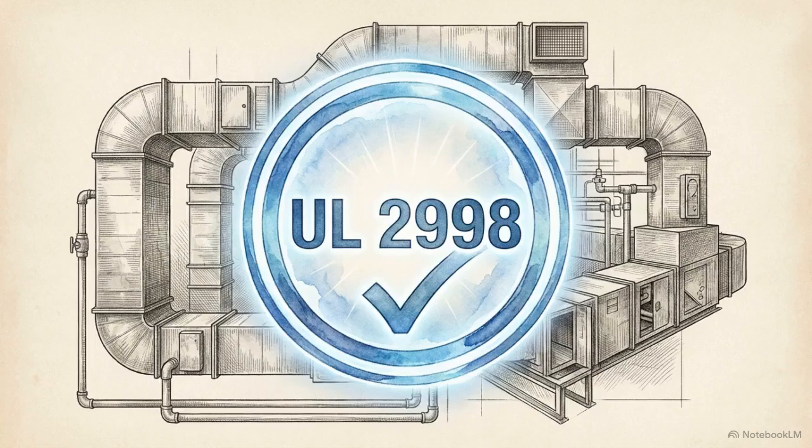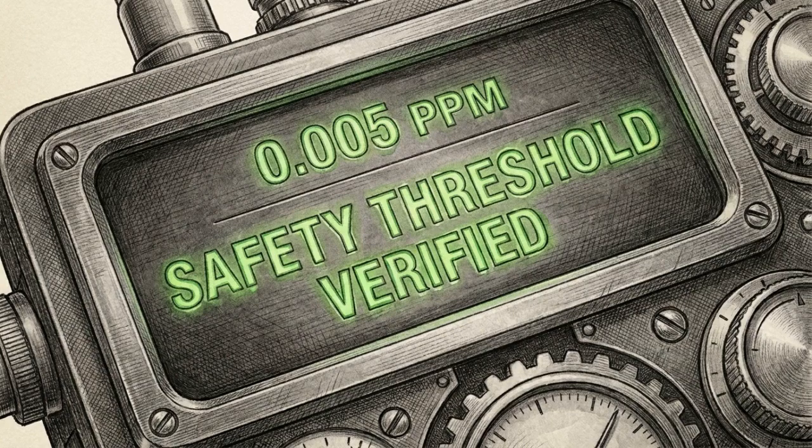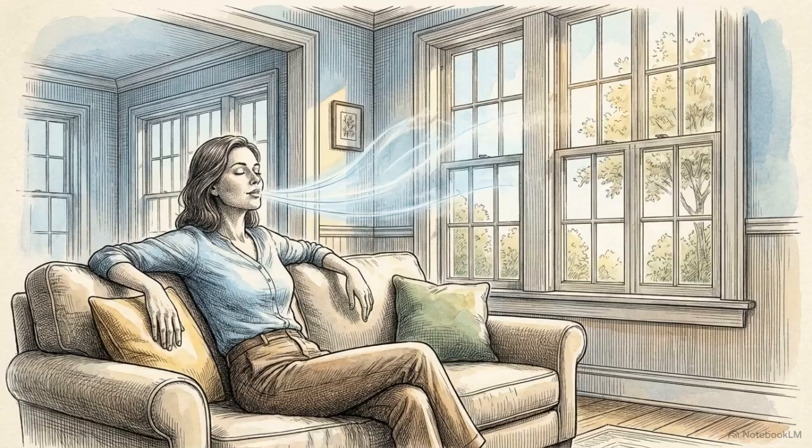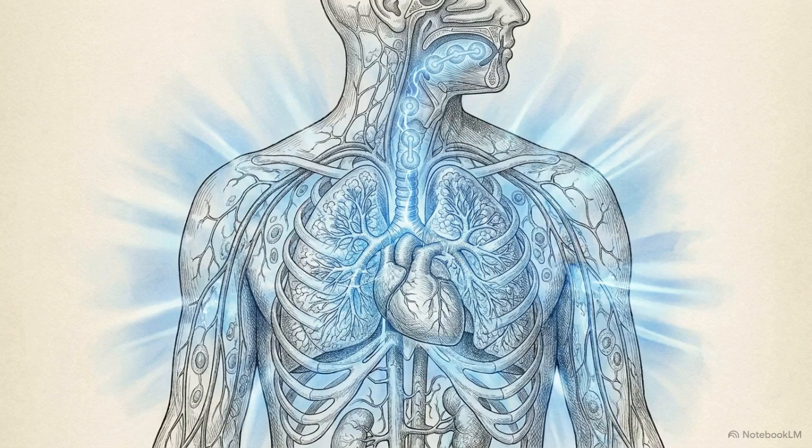For a device to safely operate in commercial or residential HVAC systems, it must pass the rigorous Underwriters Laboratories 2998 environmental claim validation procedure. This safety standard requires the device to demonstrate a maximum quantifiable limit of detection of just 0.005 parts per million, ensuring zero quantifiable ozone emission. Achieving this zero ozone safety threshold is the mandatory prerequisite that allows humans to safely and continuously inhale high-density negative air ions. It is this uninterrupted deep bioabsorption that initiates a signaling cascade and triggers systemic redox reprogramming.